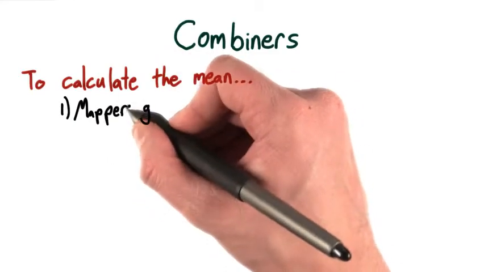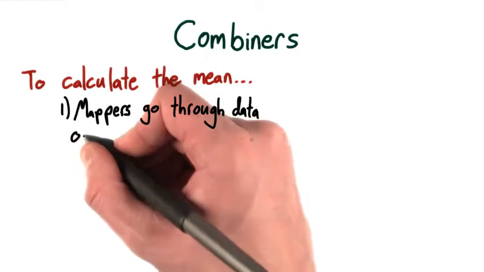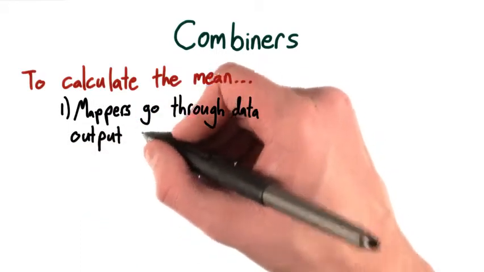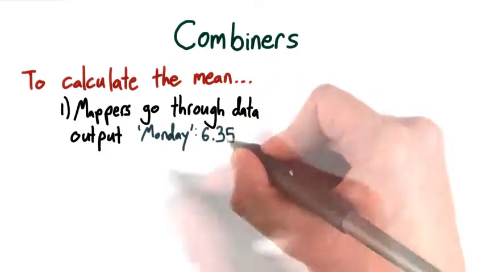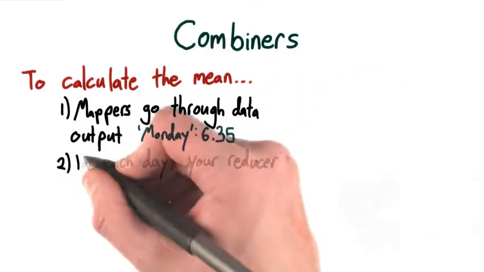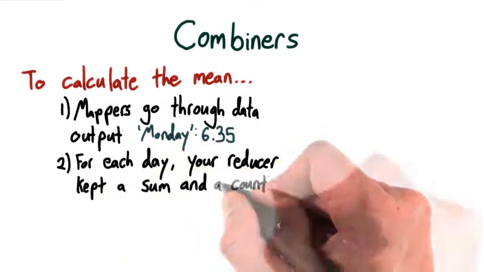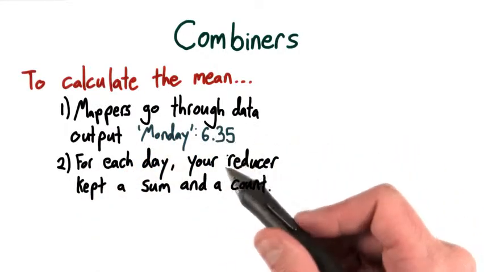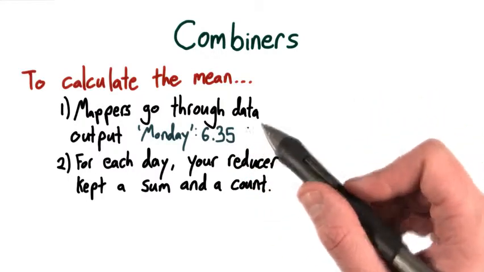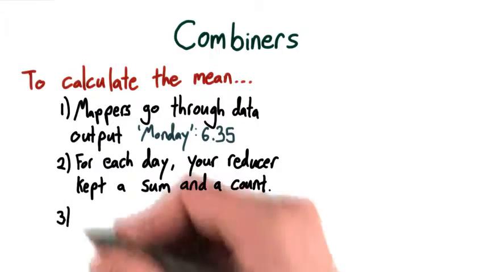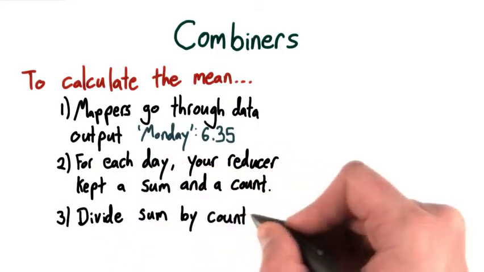I should say your mappers go through the data and output key value pairs that looked something like day of week, amount spent. Then, for each day of the week, your reducer probably kept a total of the sum and a count. So maybe your value here was the amount of money spent, and also a 1 to help increment the count. And then you probably would divide the sum by the count. And that looks pretty good.